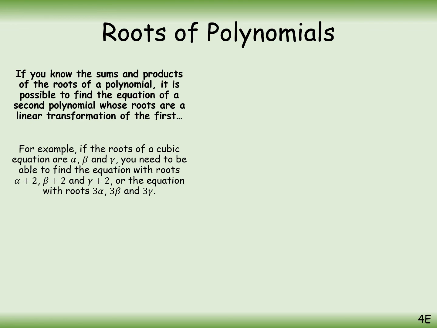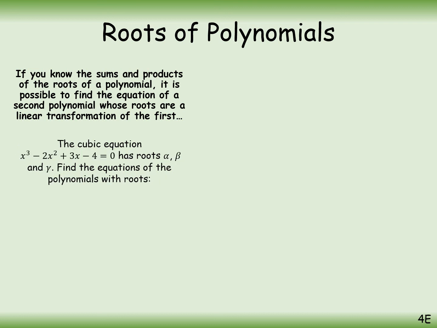Okay, so if you know the sums and products of roots of a polynomial, it's possible to find the equation of a second polynomial whose roots are a linear transformation of the first. So for example, if the roots of a cubic equation are alpha, beta, and gamma, you need to be able to find the equation of the roots of, let's say, 2 more than the roots of alpha, beta, gamma. So alpha plus 2, beta plus 2, gamma plus 2, or the equation of the roots 3 alpha, 3 beta, and 3 gamma.